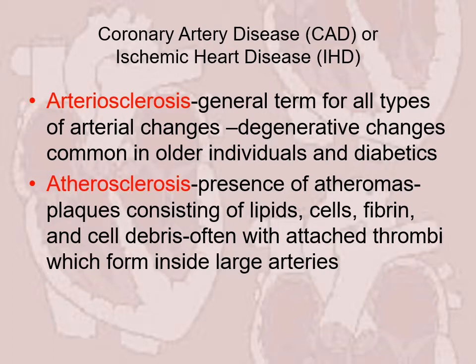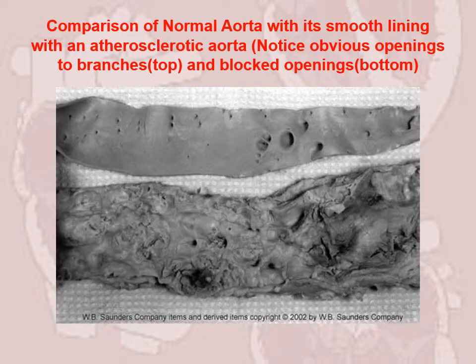Atherosclerosis is where you have the presence of atheromas or plaques consisting of lipids, cells, fibrin, and cellular debris, often with attached thrombi which form inside large arteries. And here's a picture that compares a normal aorta, to see how smooth the lining is, with an atherosclerotic aorta. And you can see where there are openings to the branches at the top, they're blocked at the bottom.